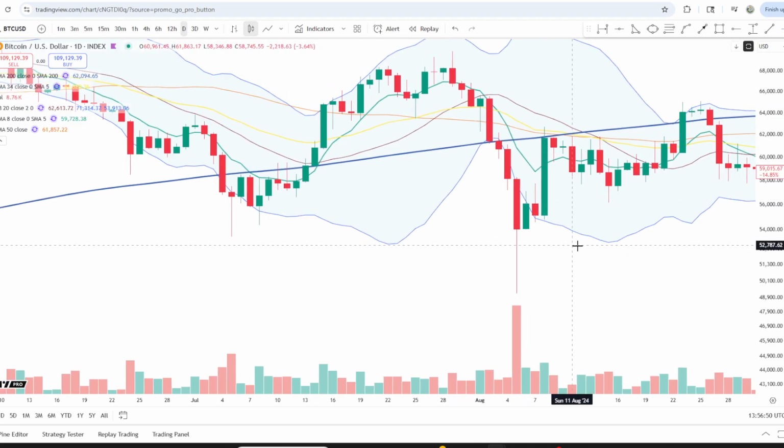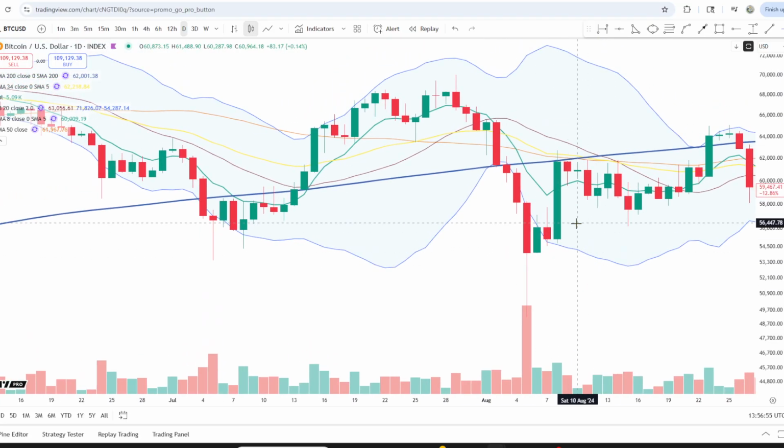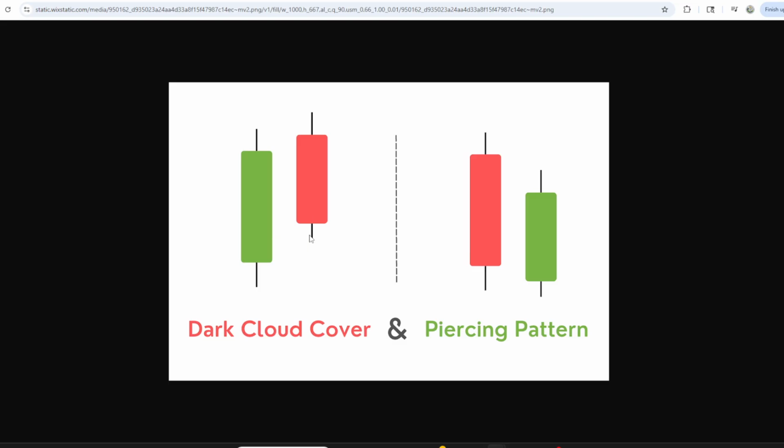Again, these are Japanese candlestick signals, which means they're short-term signals, but they can provide a nice clue as to the momentum of the trend, the dark cloud cover, and the piercing pattern.